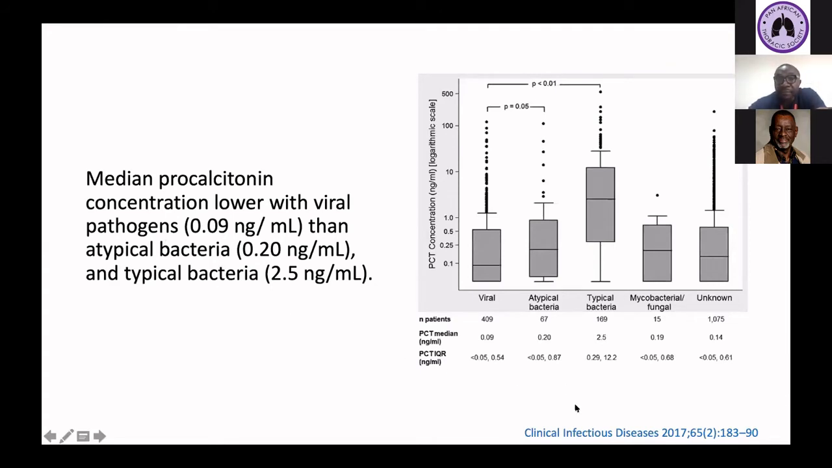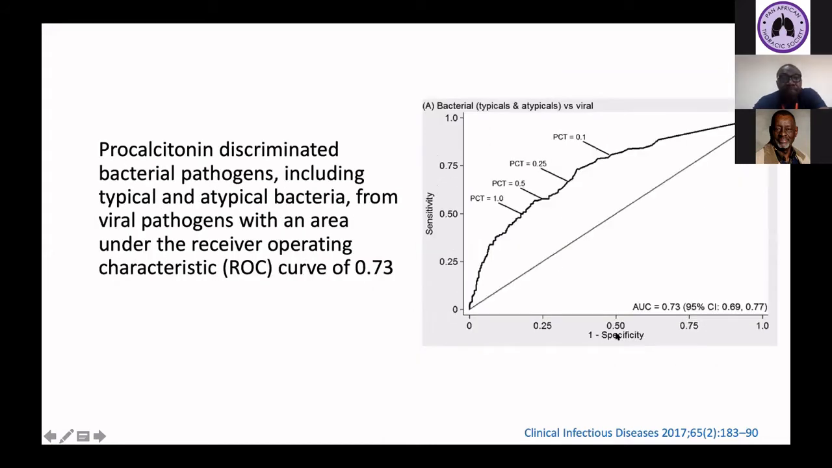What did they find? They found that the median procalcitonin concentration was lower in viral pneumonia than in atypical or typical bacteria. We can see here that there was a statistical significance when they were comparing typical bacteria to viral pneumonia. As shown in this ROC curve, procalcitonin discriminated bacterial pathogens, including typical and atypical bacteria, from viral pathogens with an area under the curve of 0.73.